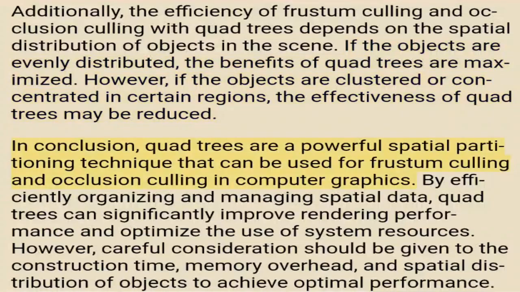In conclusion, quad trees are a powerful spatial partitioning technique that can be used for frustum culling and occlusion culling in computer graphics. By efficiently organizing and managing spatial data, quad trees can significantly improve rendering performance and optimize the use of system resources. However, careful consideration should be given to the construction time, memory overhead, and spatial distribution of objects to achieve optimal performance.